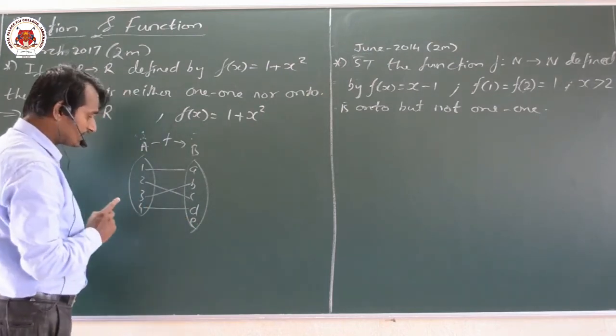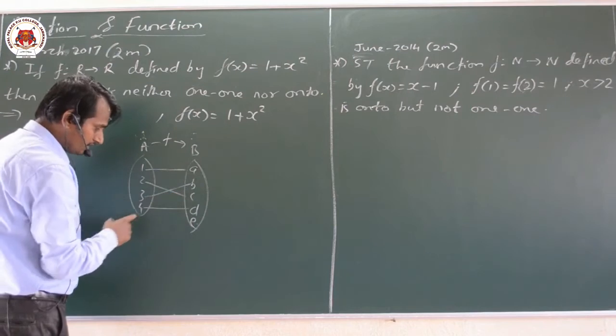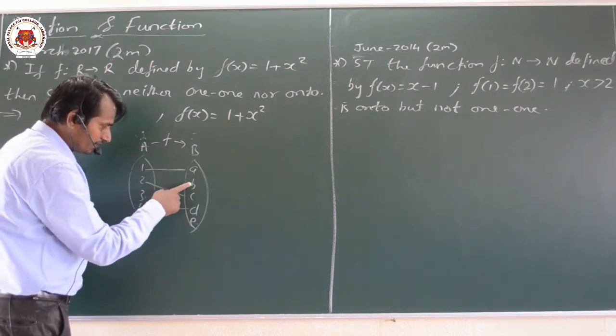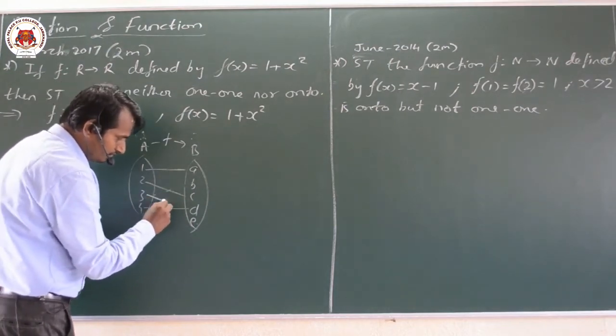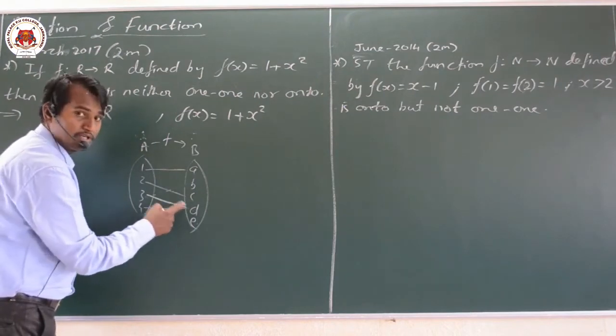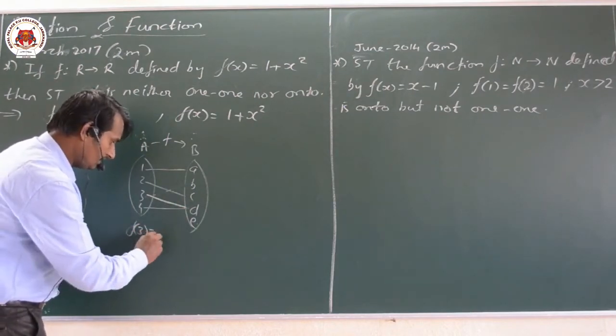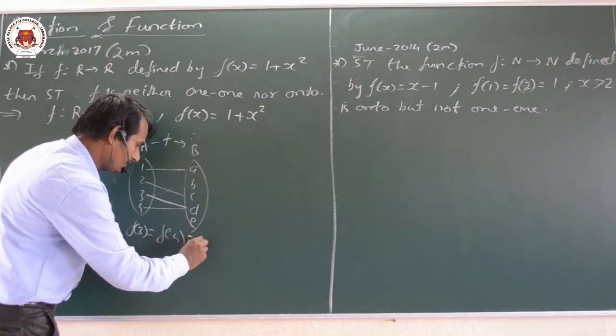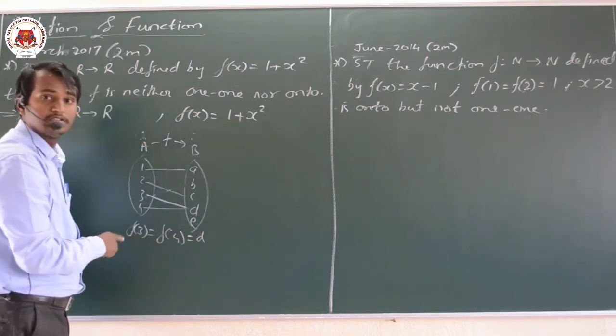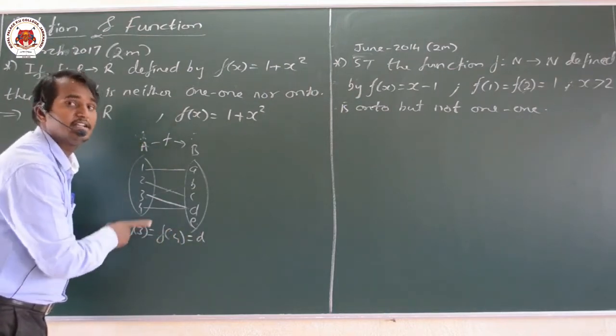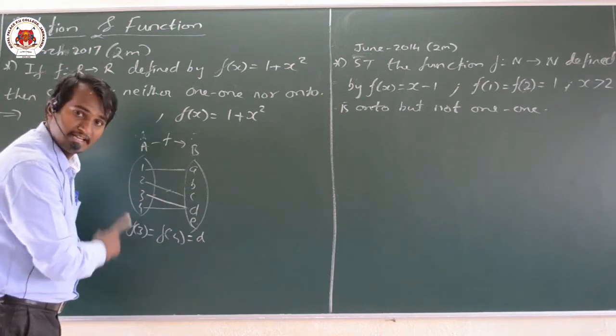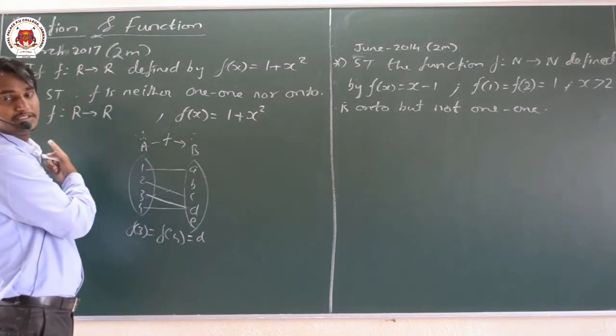But what should we not have here? For example, f of 3 equal to D and f of 4 equal to D. That means f of 3 equal to f of 4 equal to D. This should not be there. If it is there, then we say it is not a one-one function, and that happens with the same thing here. How does it happen?